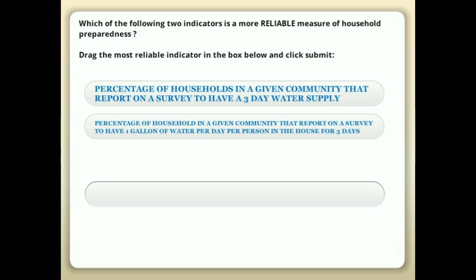Here's a question on reliability of indicators. Which of the following 2 indicators is a more reliable measure of household preparedness? Drag the most reliable indicator in the box below and click Submit.